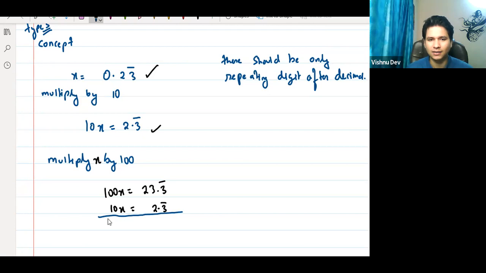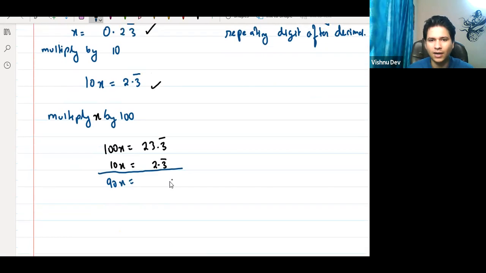100 minus 10. 100 apple minus 10 apple. It will be what? No, Aditya, it is not like that. See, Aditya, 100 apple minus 10 apple. Very good, 90 apple. 90 apple is equal to 23.3 bar minus 0.3 bar, which is 23 minus 2, that is 21. Easy. Aditya, Nabil, Tanushri, everyone getting this? So 90 apple is equal to 21.